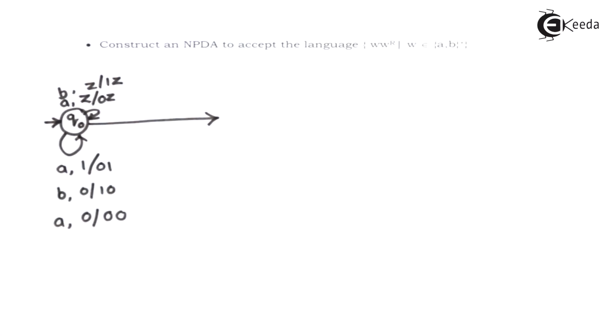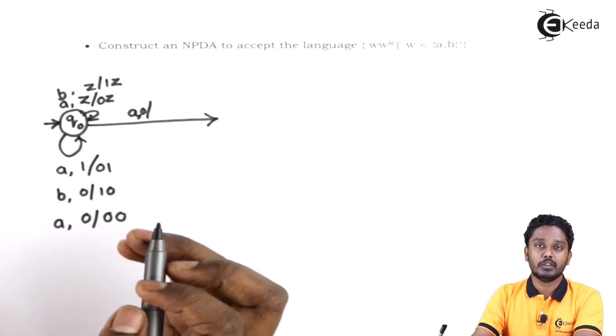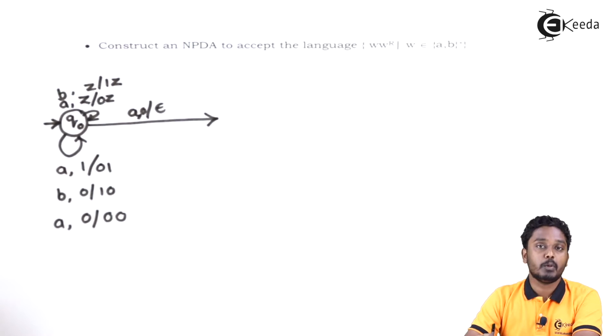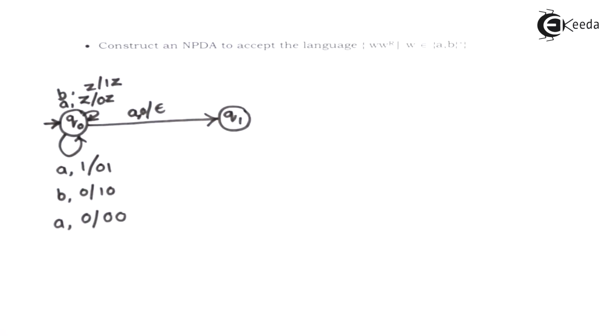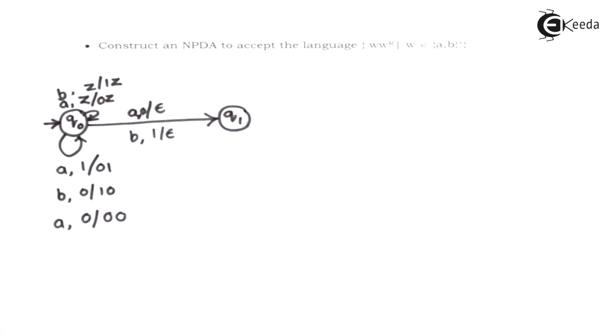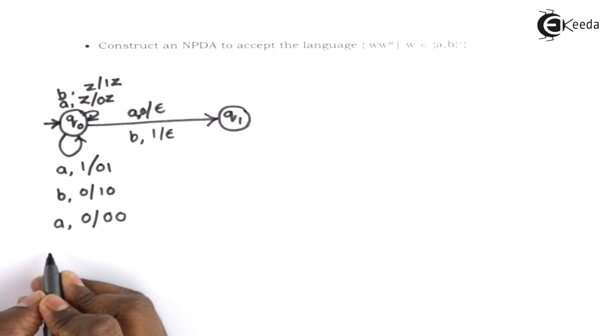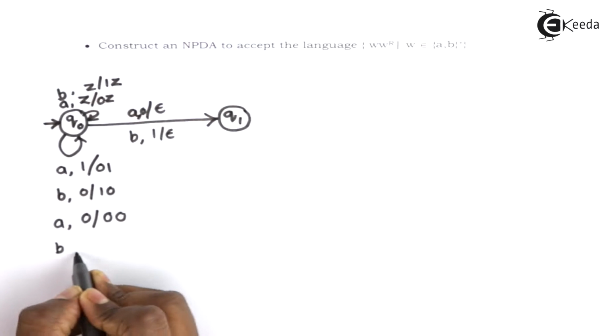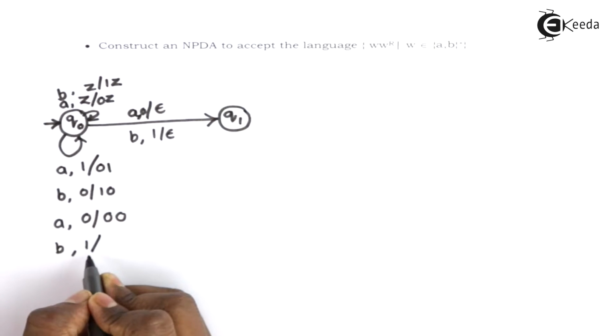But if it is the middle, we need to pop off the 0 and go with the transition to the next state, which will be matching the 0s or 1s with respect to A's and B's to check for the palindrome. A with a 0 will be popping off that particular 0 to match it with A and going to the new state Q1. Similarly, we have one transition for B with a 1, popping it off. We will add the same transition here. B with a 1 now will be 1, 1.